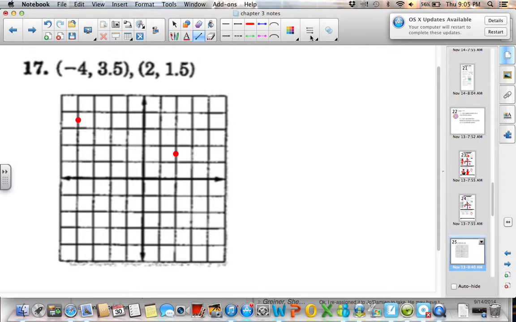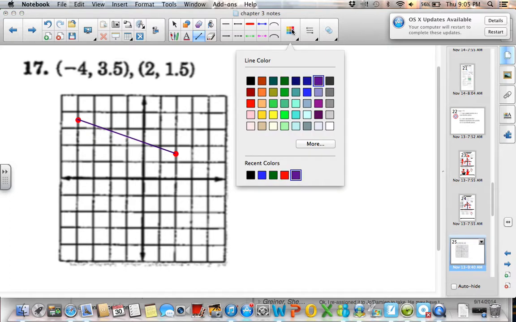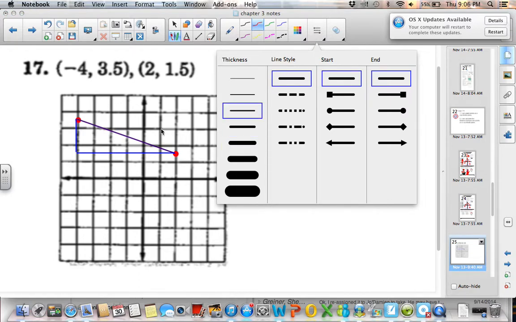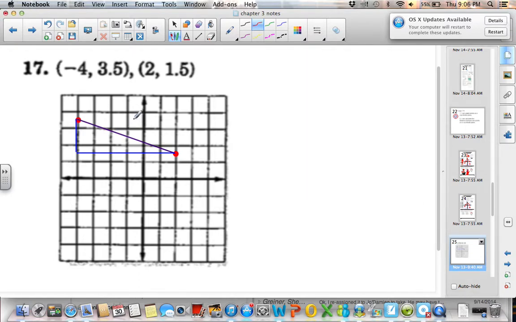Okay? So my line is going to be from here to here. And then I'm going to create my triangle. So we'll go from here to here and here to here. Okay? So we want to figure out the distance from these 2 points, which is our hypotenuse. So that is going to be my C value.